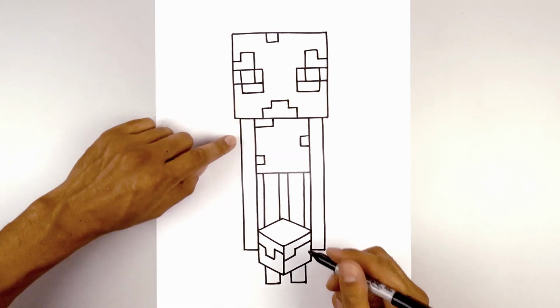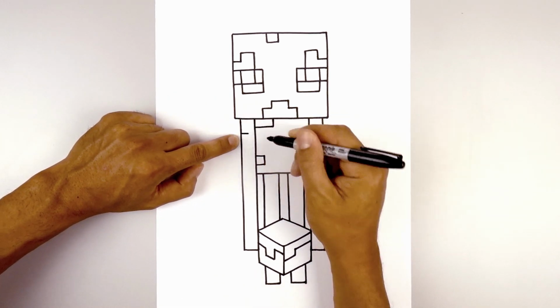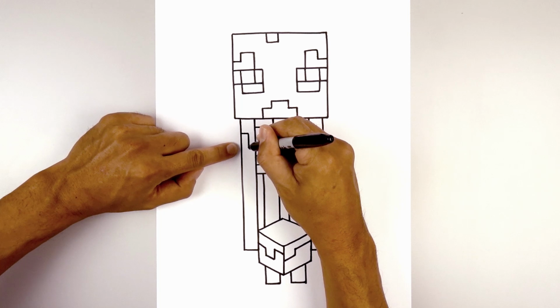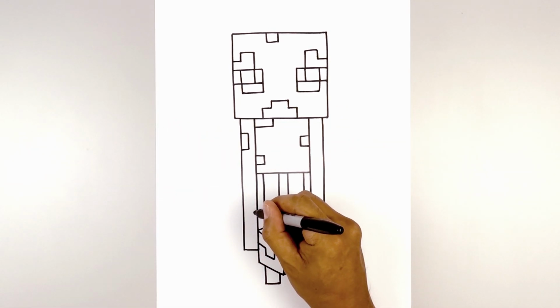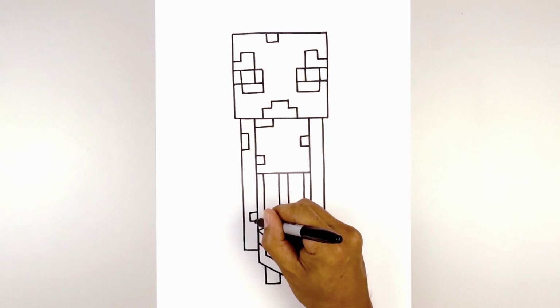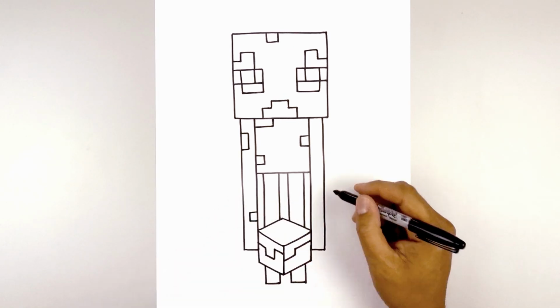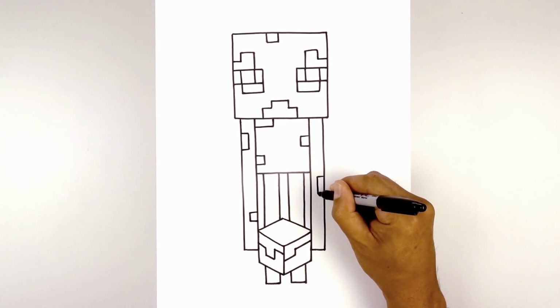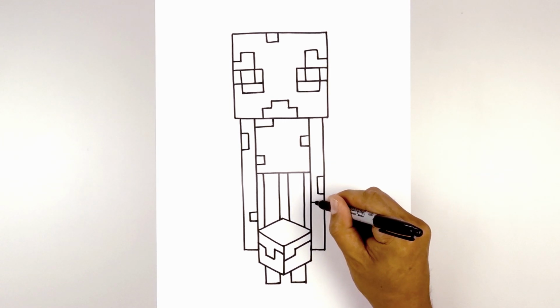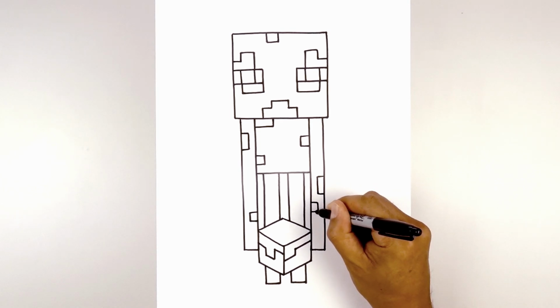Draw a few along the arm. Start on the outside with a short line, a longer line coming down, and then out. Let's add one small square on the inside of the arm here. Now let's go to the right side. We'll add a small cube on the inside of the arm.